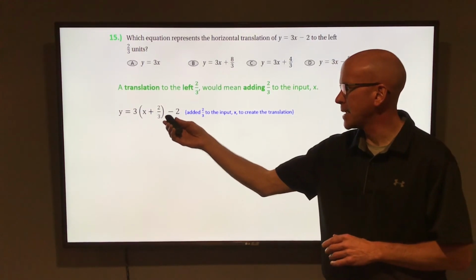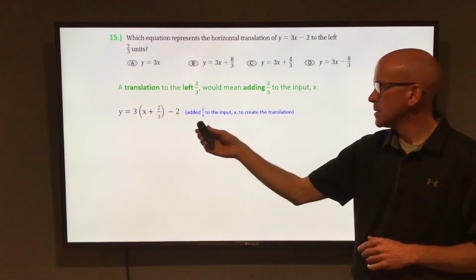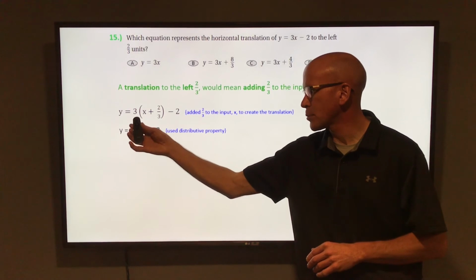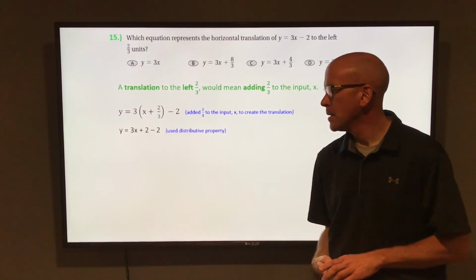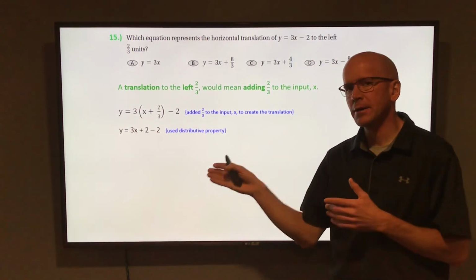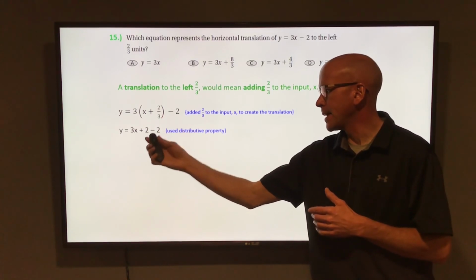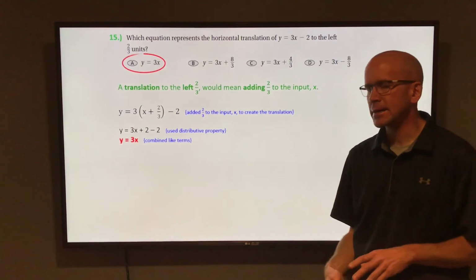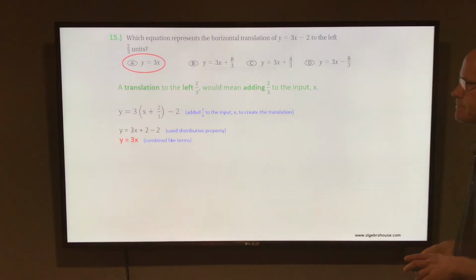Now you have to match that equation with one of these. So take out the parentheses by using distributive property. Take 3 times x, that is 3x, and 3 times 2/3, that is 2. So y equals 3x plus 2, still minus 2. Don't forget that. Combine the like terms. 2 and negative 2, if you combine those, that would be y equals 3x. And that is letter A.